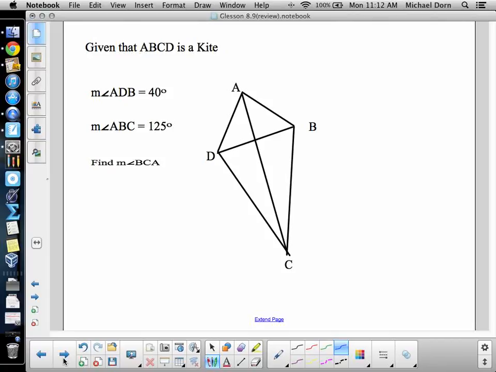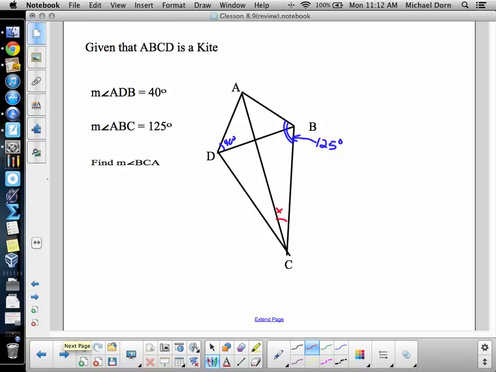Given ABCD is a kite, angle ADB is 40, angle ABC is 125, find the measure of angle BCA. So let's mark that in. ADB is 40 degrees. ABC is 125. Okay, so the whole angle there is 125. Find the measure of angle BCA. It wants this angle right here.